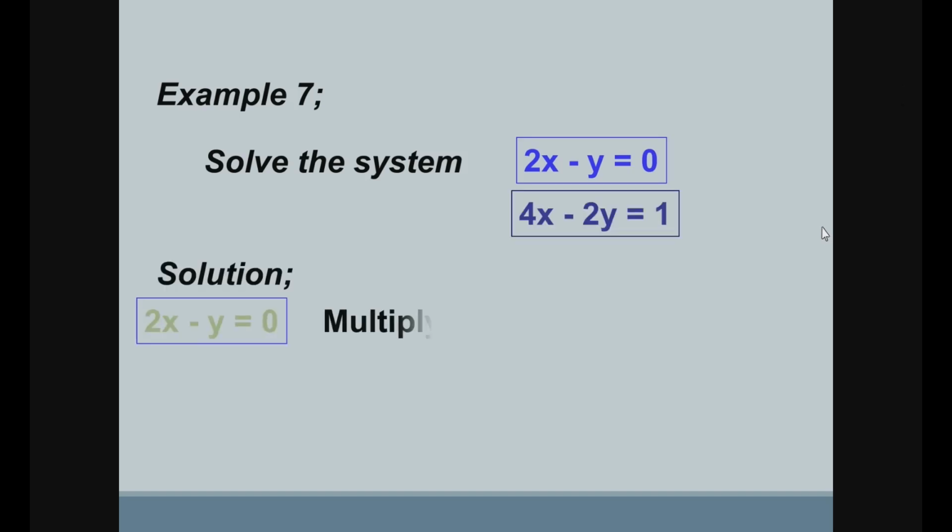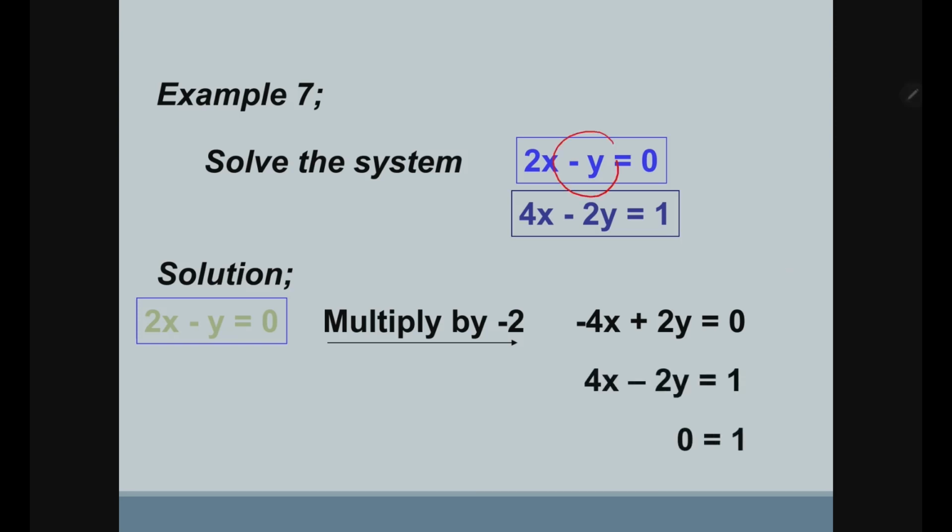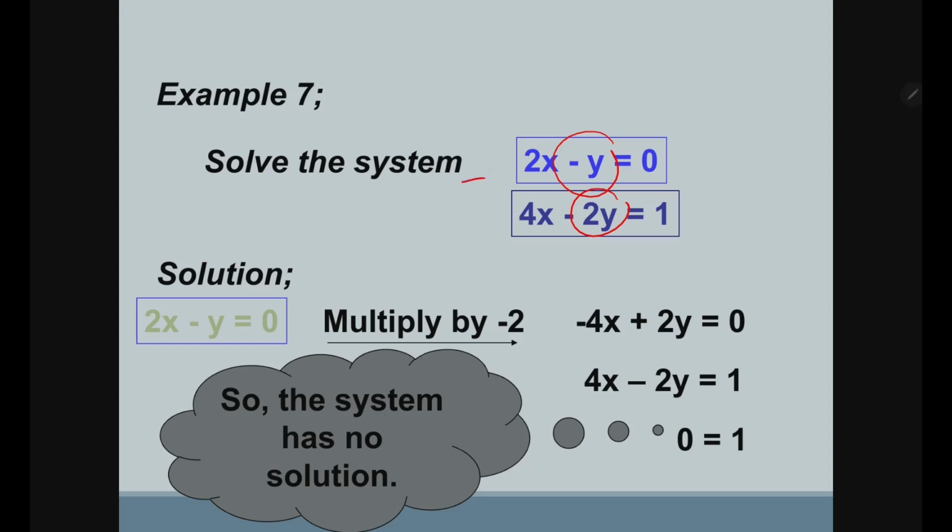Okay, we look at example 7. Solve the system of equations. This one. We want to cancel out the variable y. So we need to multiply by -2. So -4x plus -2 times negative, we will get positive 2y. So we can cancel out the variable x and then cancel out the variable y. So here 0 not equal to 1. So the system has no solution.